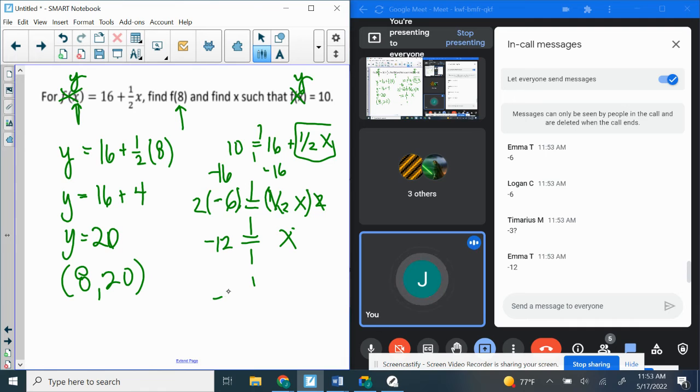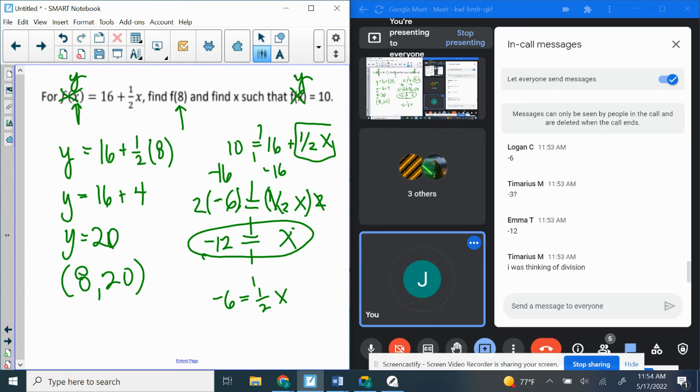The other way to think about it, because some of us are better logic learners: 1/2 of what gives me negative 6? What did I split in half to end up with a negative 6? Yeah, Timmy, it makes sense because 1/2 is dividing, but you're not dividing a 6. You're dividing something else to get a 6, if that makes sense. Because that X is saying, what number did I have to have to get a negative 6 as my output? So in this case, when X is a negative 12, Y is 10.